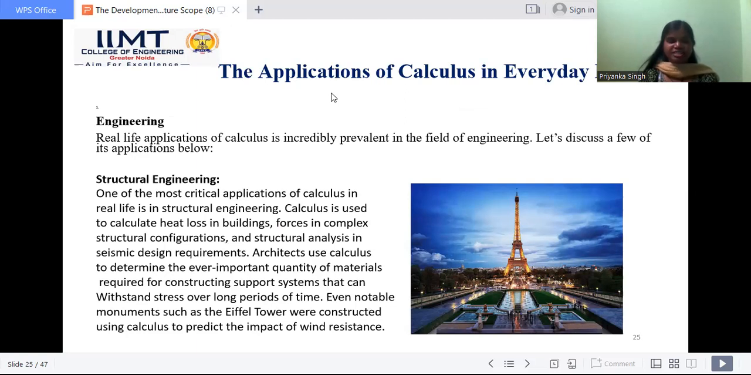First, structural engineering. One of the most critical applications of calculus in real life is in structural engineering. Calculus is used to calculate heat loss in buildings, forces in complex structural configurations, and structural analysis. In seismic design requirements, architects use calculus to determine the ever important quantities of materials required for constructing support systems that can withstand stress over long periods of time. Even notable monuments, such as the Eiffel Tower, were constructed using calculus to predict the impact of wind resistance.